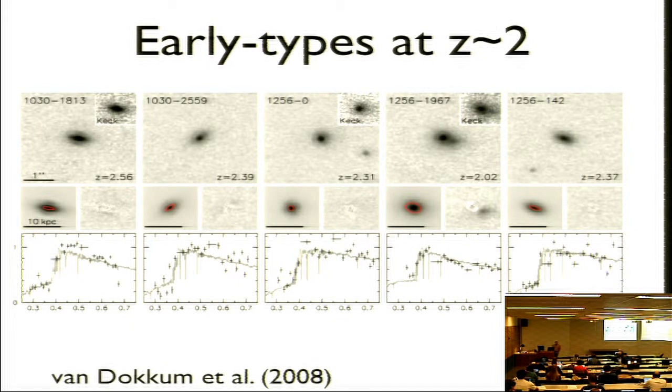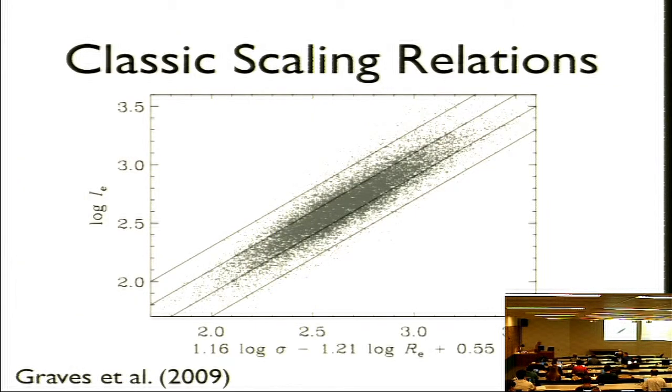So early type galaxies have undergone structural changes over the last 10 or so gigayears. And so I'm going to talk today about the evidence for that and what we think we can learn from the data about what mechanism causes that structural change. And when I talk about scaling relations, I'm going to be specifically talking about these classical scaling relations.